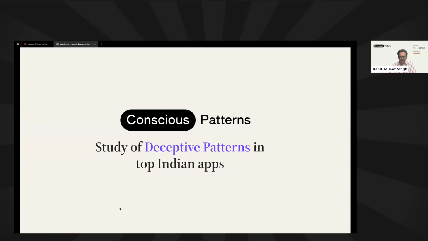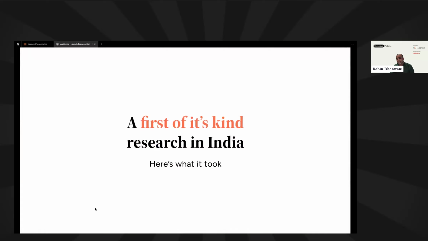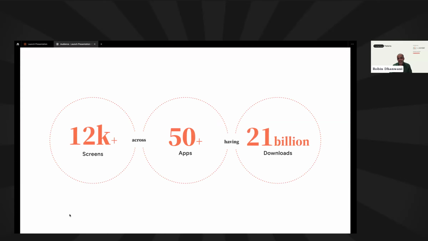So that's where Conscious Patterns was born. We started with a study of deceptive patterns in top Indian applications. The study is the first of its kind research in India. And here is what it took for us to come up with this. We went through 12,000 screens, 50 plus applications, and these apps altogether have over 21 billion downloads.